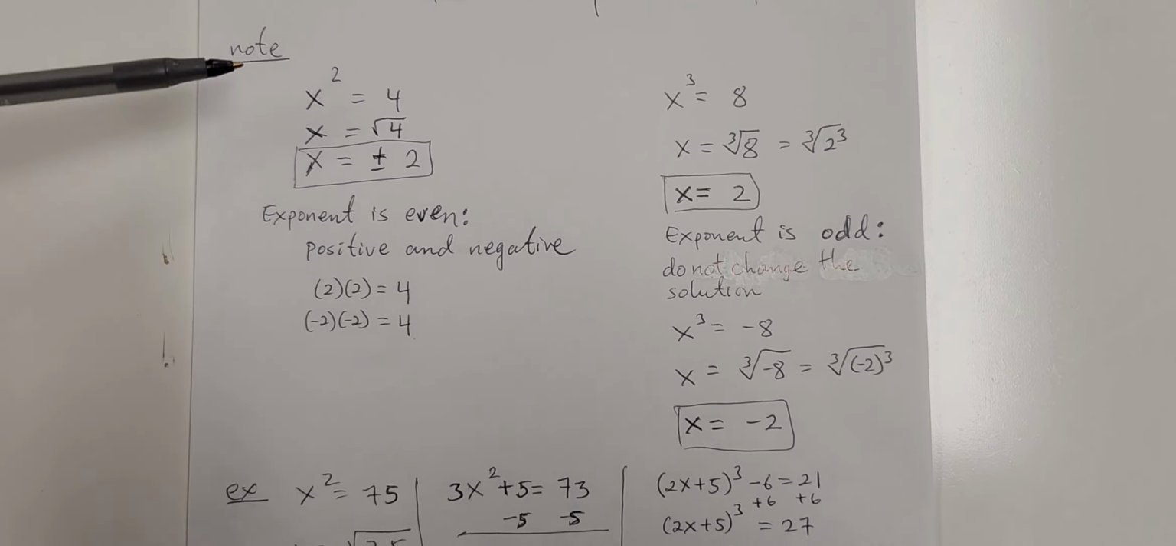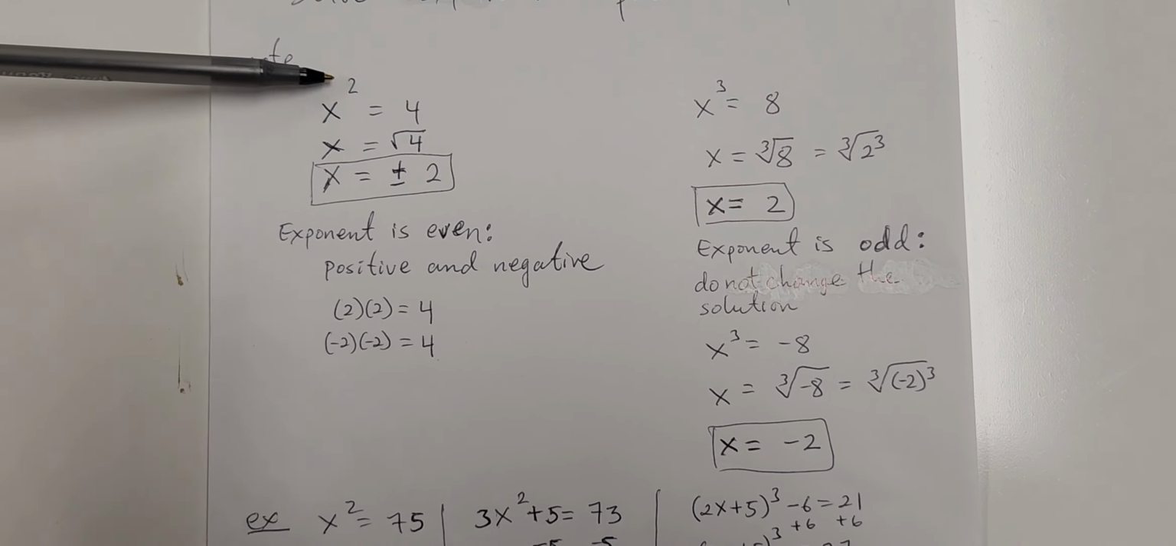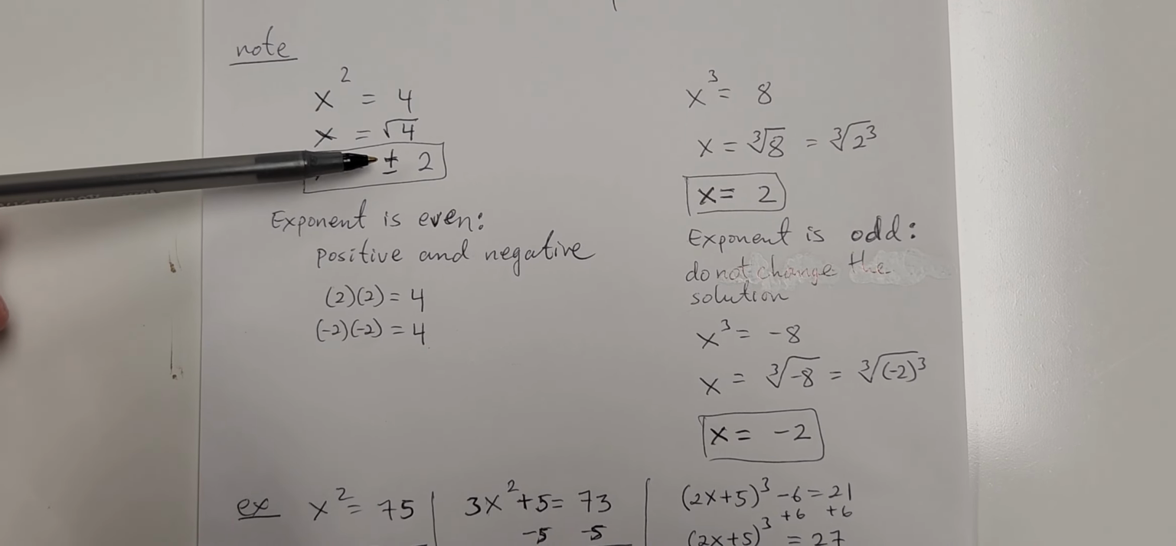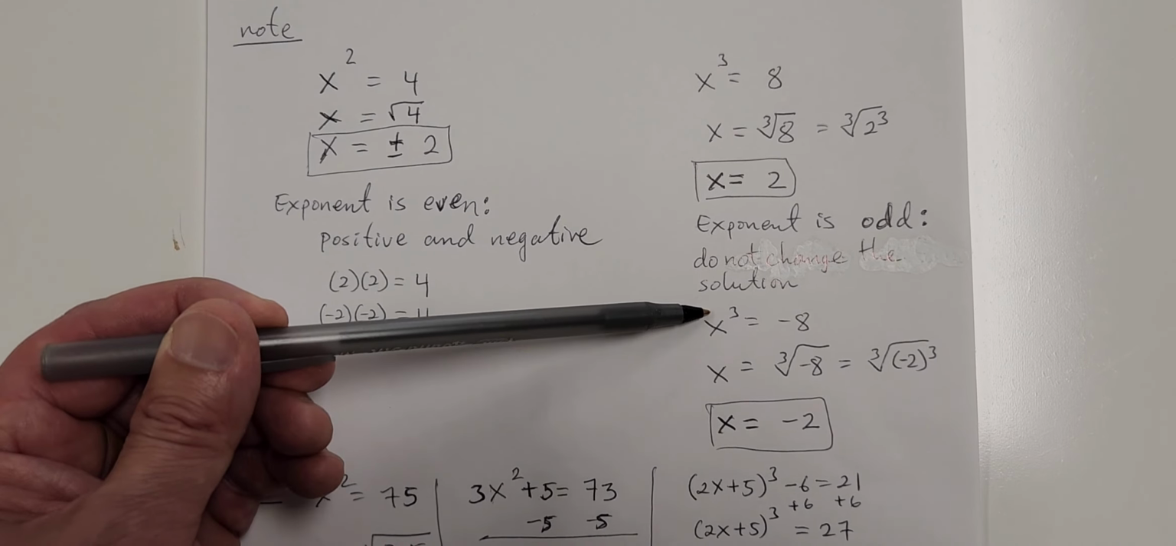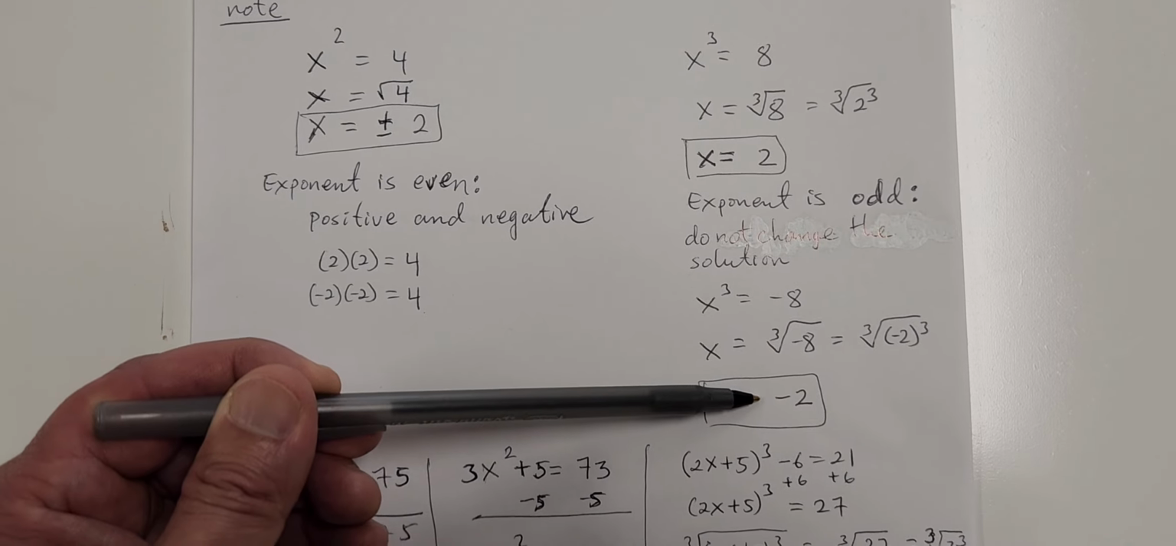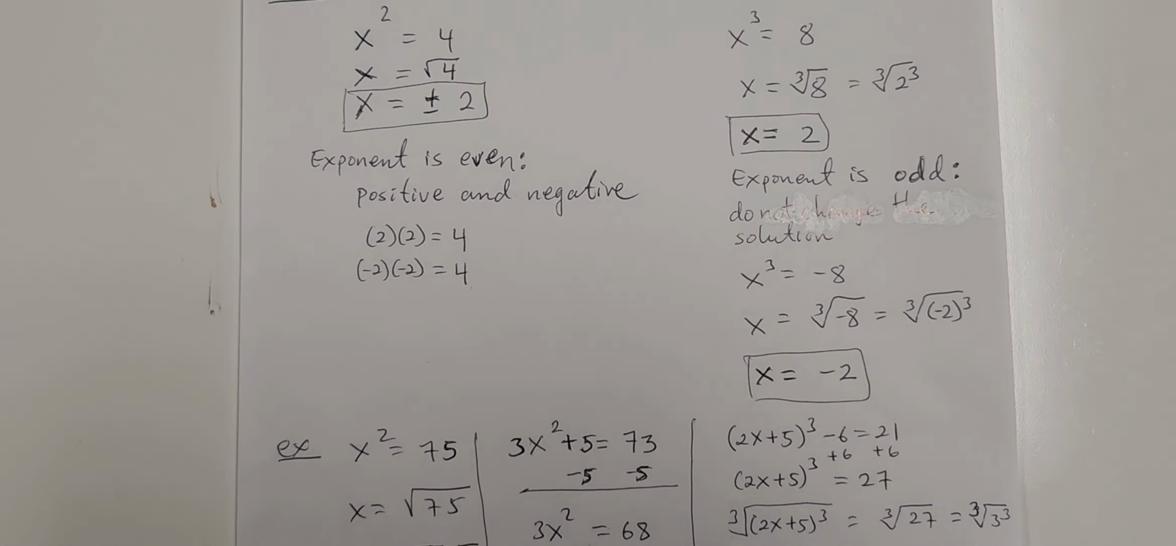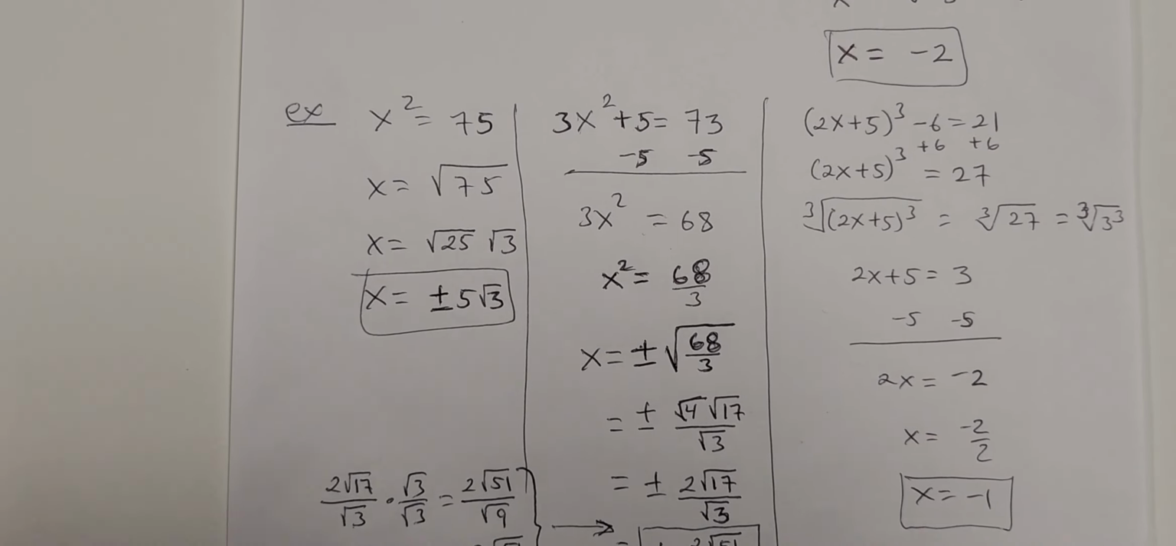One more time. If the power is even, you must put positive and negative. If this is odd, then we just leave the answer as is. Okay, here are some more examples.